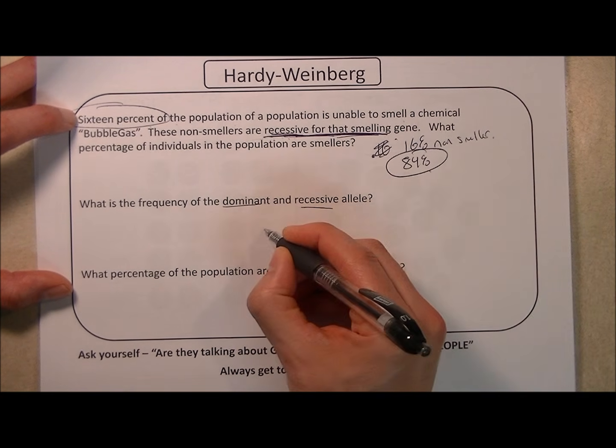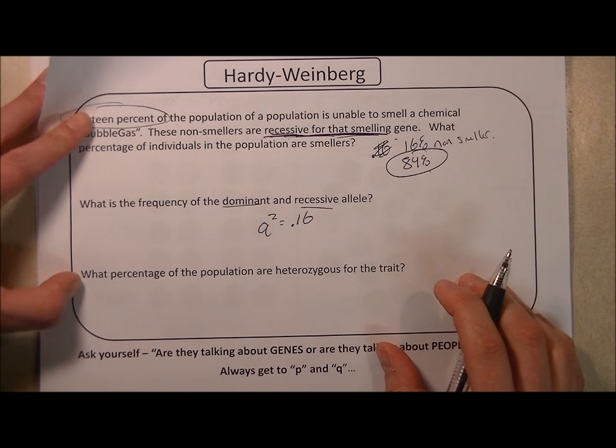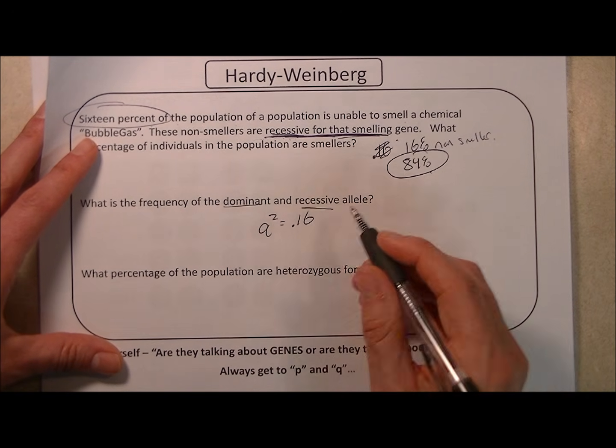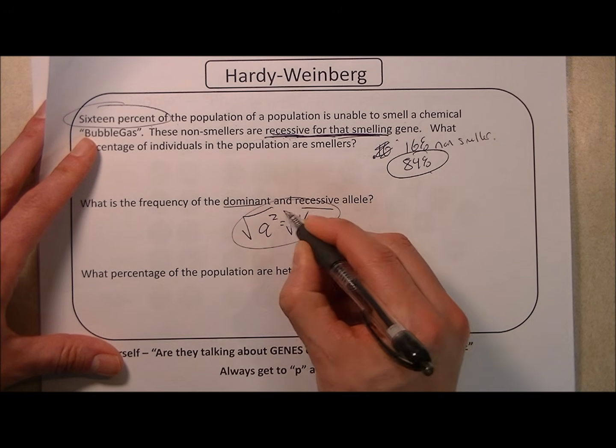So this 16% actually represents q squared. Okay, so that's q squared equals 16%. So remember what we said. They're going to give you the recessive. Now you just work backwards. Okay, I can take the square root of that and come up with q.